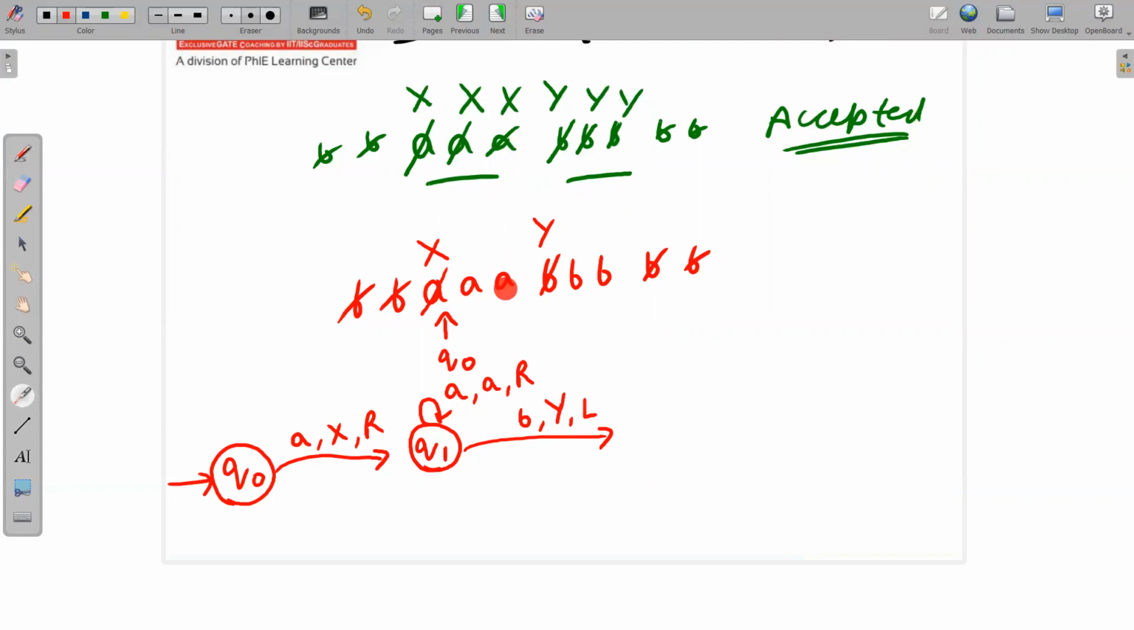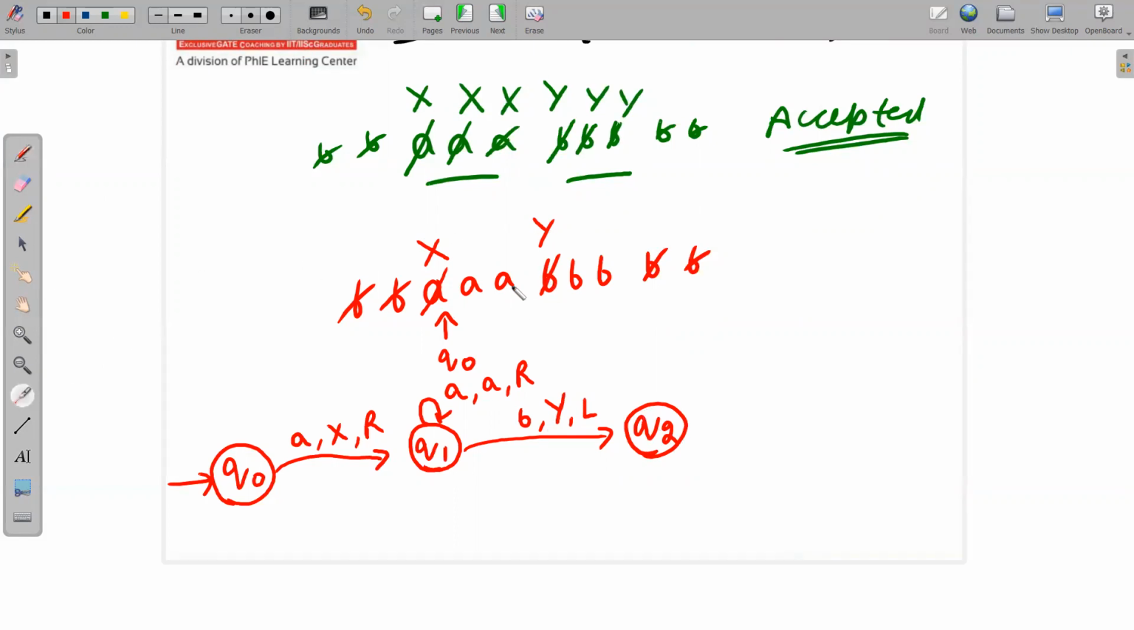So what exactly should be done now? Now we should be in search of X. As soon as X is found, we should move to the right. This will be done by a new state, let us say Q2. So Q2 will leave all the A's now.